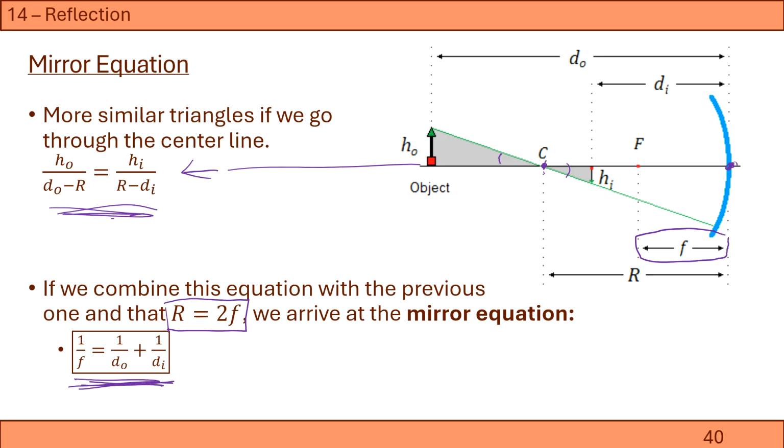So if you know two of these things, you can find the third. Usually you know what the focal length is because you buy your mirror and it says on it f equals something. And d_o is something you can easily measure.